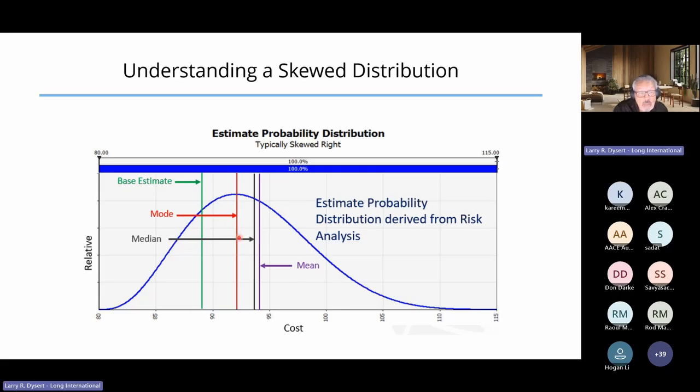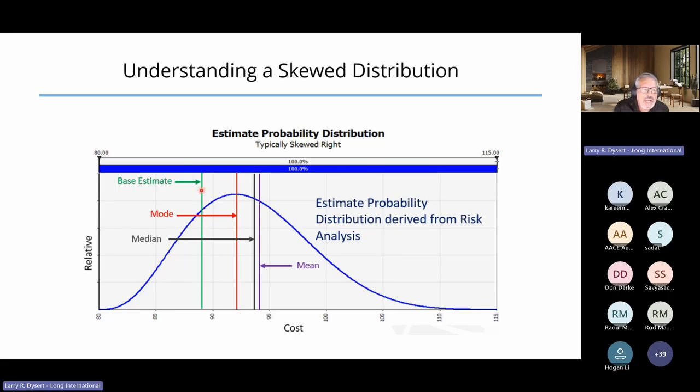The median is always to the right of the mode. The mean, or the arithmetic average of our distribution, is even further right of the median. Our median is typically the P50 value, 50% probability of underrun. Most of the time, our mean for most capital projects lies somewhere in that P53 to about P58 value. So between a 53% probability of underrun to a 58% probability of underrun.